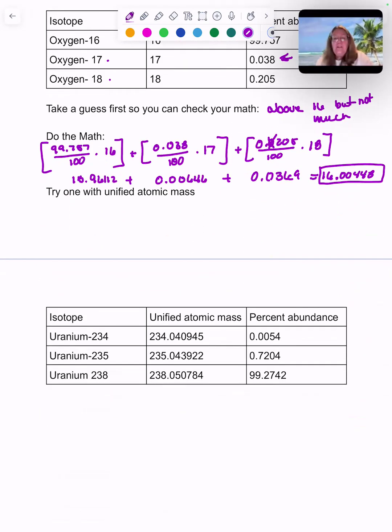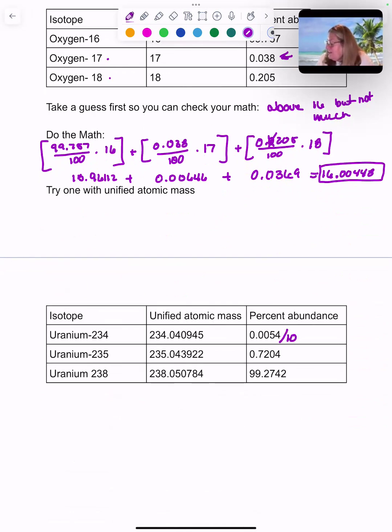So here we're dealing with uranium, uranium-234, 235, and 238. Go ahead, stop the video, try this problem, and check your work. Okay, we're back. Remember, we're going to take the percent abundance. Now we're going to do this a little bit sneakier way when you're given data in a table. Remember, our percents, we're all going to divide by 100, and we're going to multiply them by those values.